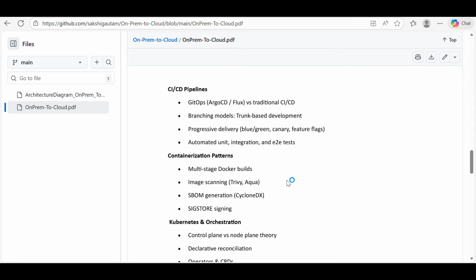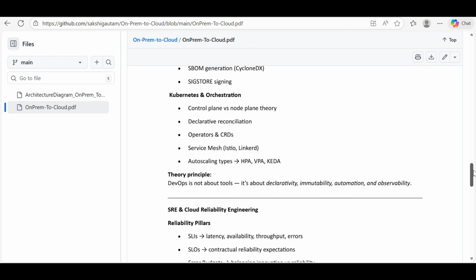Then if we are going for a containerized pattern, we have multi-stage Docker builds, we do image scanning, then signing those images for security. Then Kubernetes and orchestration. So this all comes in DevOps: declarative reconciliation, operators and CRDs, service mesh, autoscaling types. So DevOps is not about tools; it's about declarativity, immutability, automation, and observability.